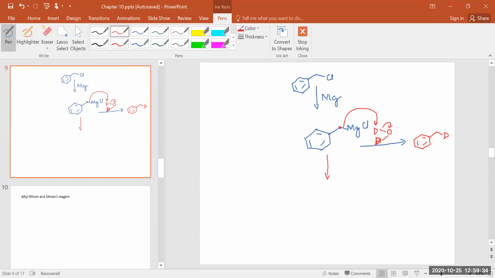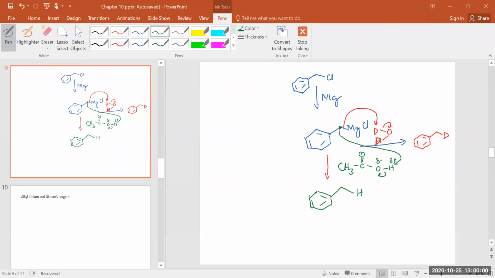So not only water, suppose you take acetic acid. Here, H is delta positive and oxygen is delta negative. This one is a negative nucleophile. This will quickly react, and you will get the same product.